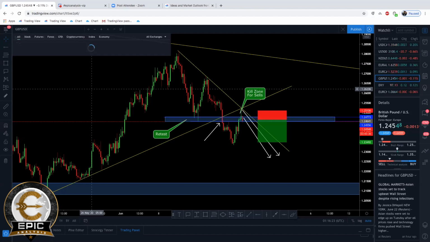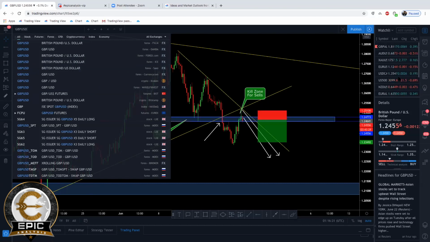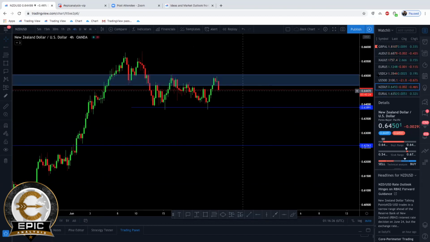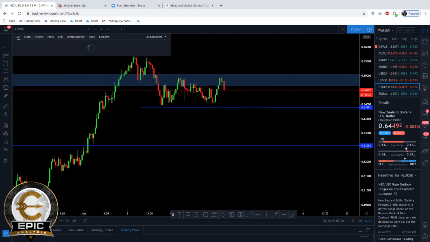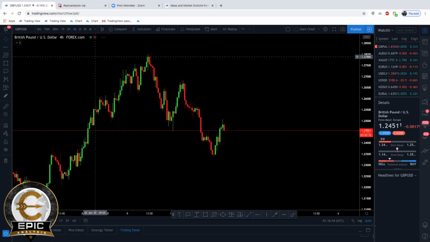So GU, go to a clean chart real quick. And it also looked like, hold on. See, some of these pairs, we were just a little early. Even NU is dropping from up here. So yeah, I believe that didn't hit the stop loss. So GU, let me go to a clean chart.